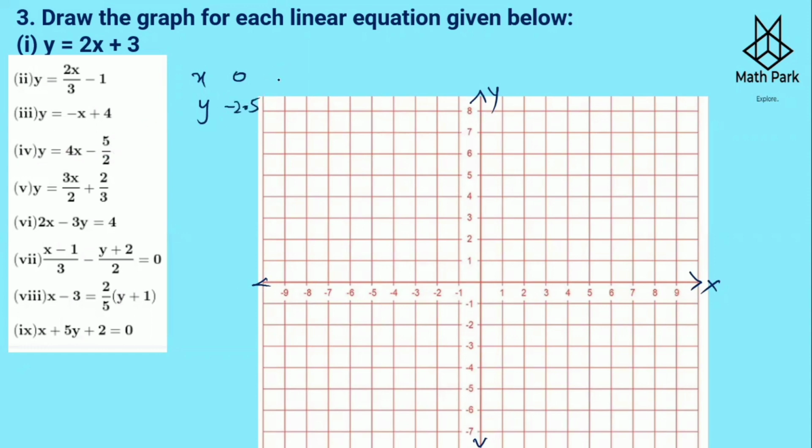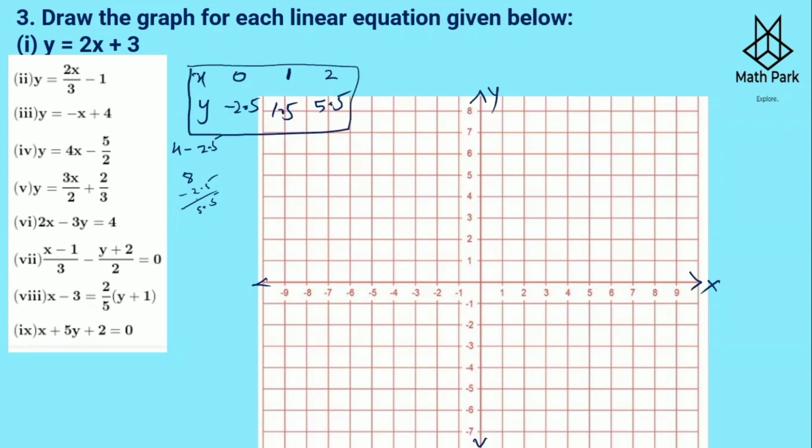If I put x is equal to 1, so it is 4 ones are 4, 4 minus 2.5, which we get as 1.5. You get the y as 1.5. If you put x is equal to 2, 4 twos are 8. So 8 minus 2.5, you get this as 5.5. So these 3 points are enough for drawing the line.